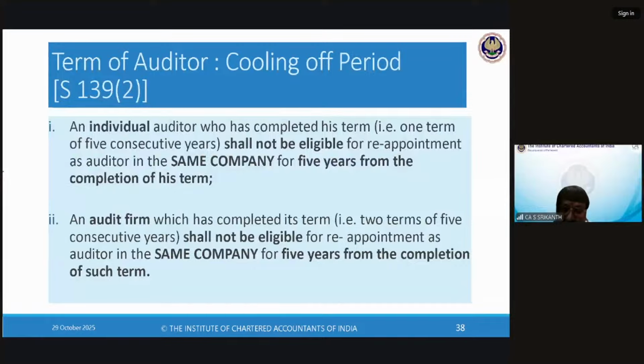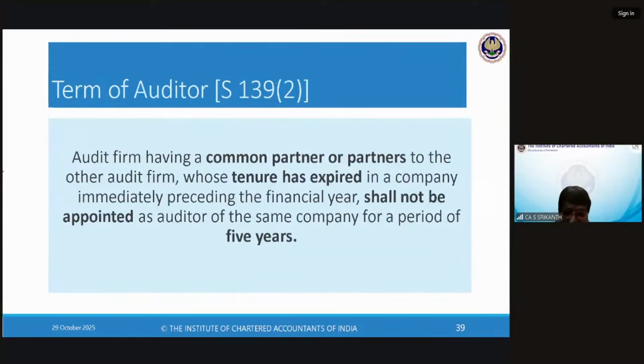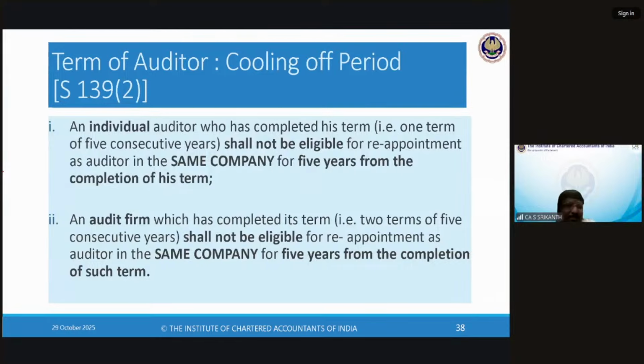So what happened? This particular provision came in 2014. So many auditors, many companies were feeling bad because there are many cases where the firm would have completed two terms, or why 2 terms? 4 terms they would have completed. 20 years they would have been the auditor. So obviously, if this rule comes, next day they cannot be reappointed. They have already completed 5 years now.